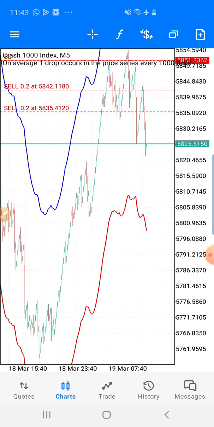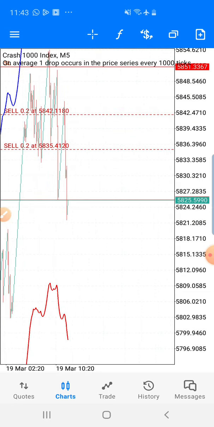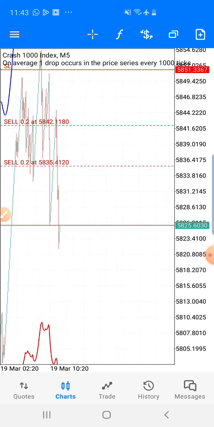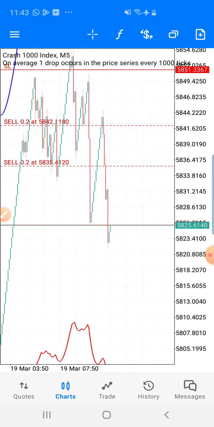Just wait for the price to come close to any of your lines, maybe the blue line if you are selling, or the red line if you are buying. Then look for any pattern around the zone and make your entry. Remember, you must not wait for the price to touch your line. Once the price is close, observe the pattern the price is forming at that zone. Once it's a reversal pattern at that zone, then you make your entry.